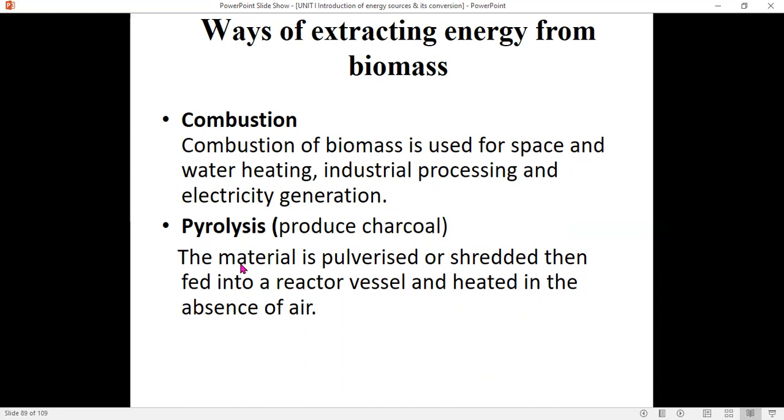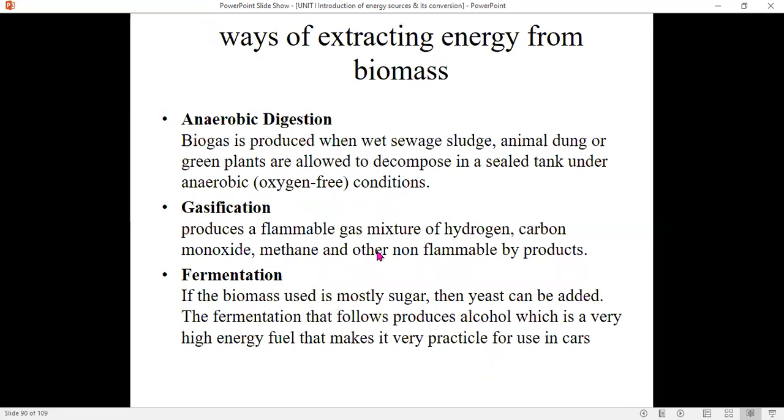Pyrolysis is where the material is first finely pulverized or shredded, then put into a reactor and heated in the absence of flame, which is used to produce charcoal. And one more is anaerobic digestion, which has recently gained interest from researchers.